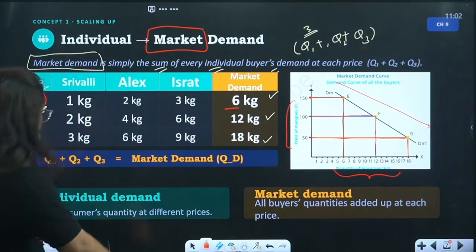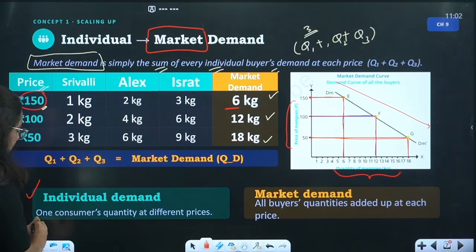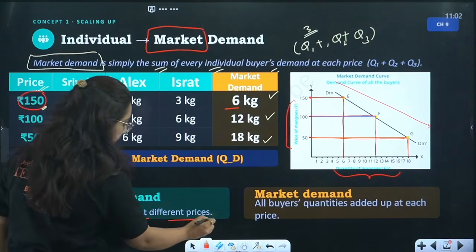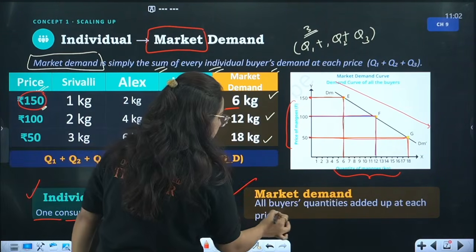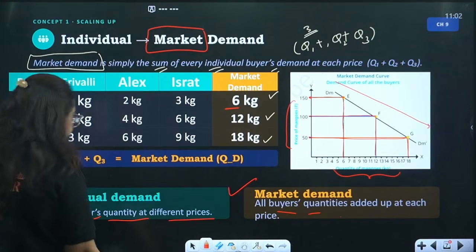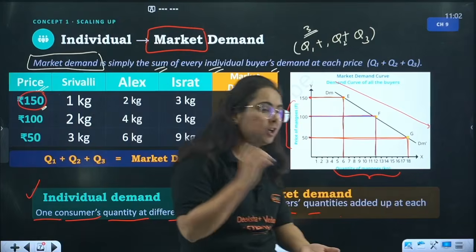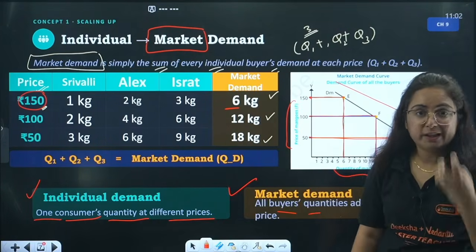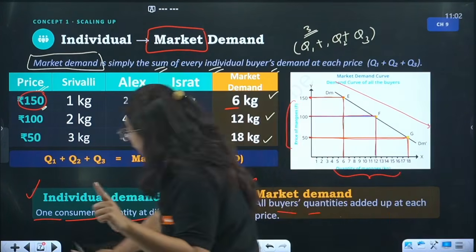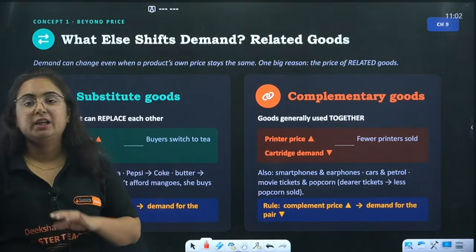So now, my dear student, individual demand is one consumer's quantity at different prices. Market demand is all buyers' quantity added up at each price. Why? Both of them are required because in economics, we have to study the individual as well as all the individuals present in the market too.